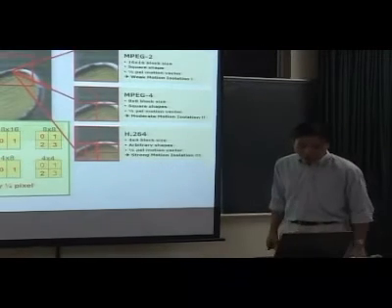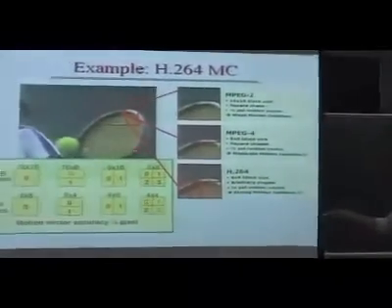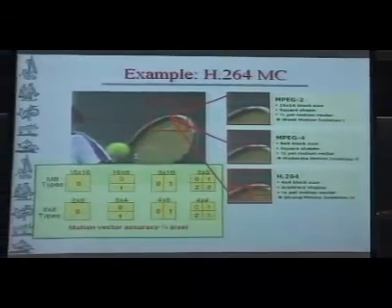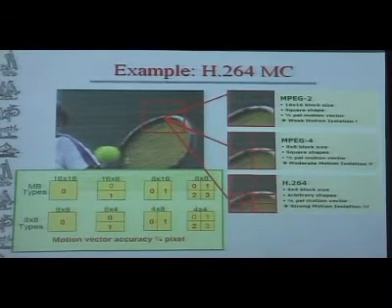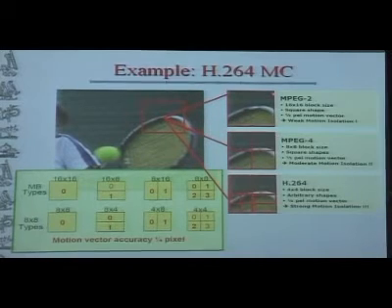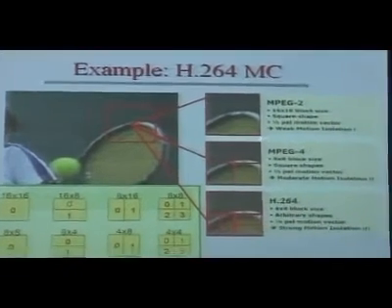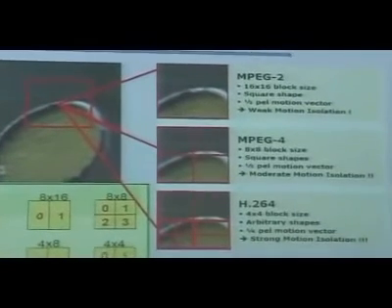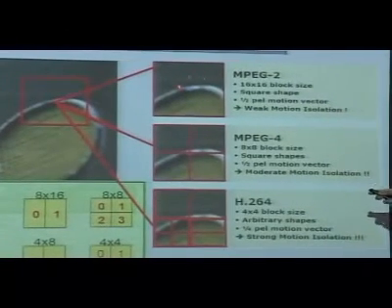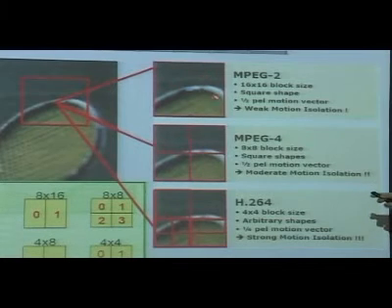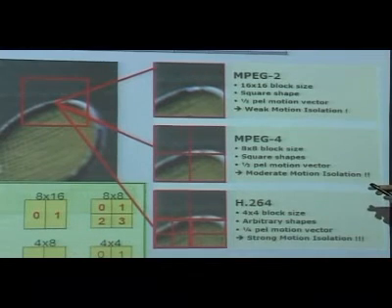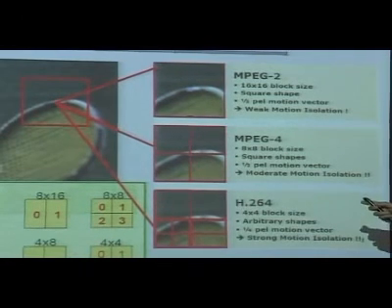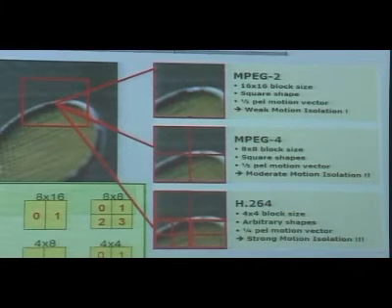An example would be something like this. You have a tennis player, and the racket is obviously moving very fast. If this happens to be your macroblock, and the object is moving fast, this is the background, and this is the foreground. The foreground is the racket. The background is whatever is behind, maybe the scoreboard or whatever. This block happens to contain both background and foreground.